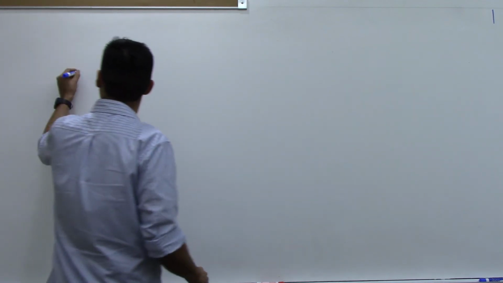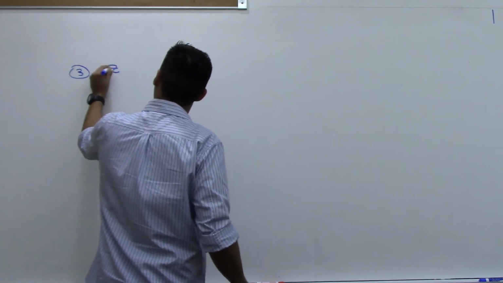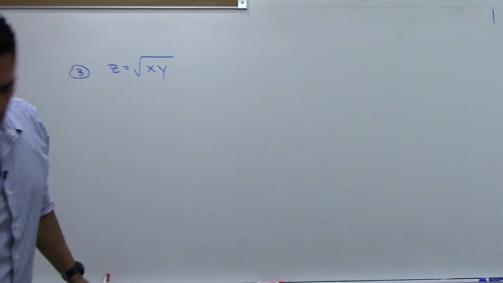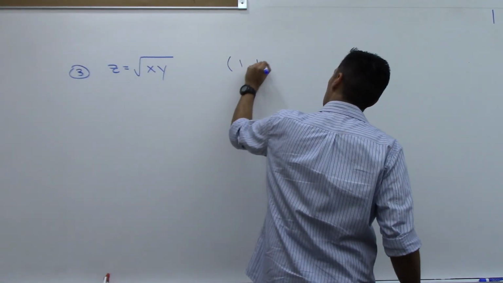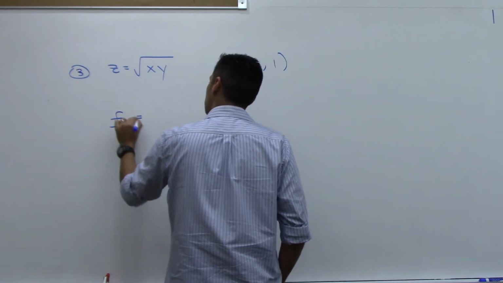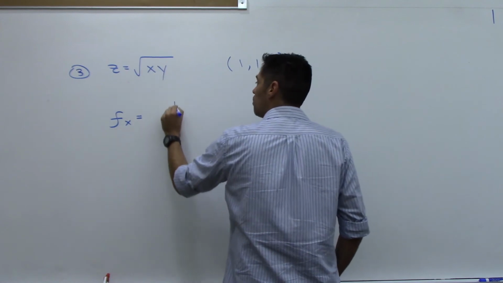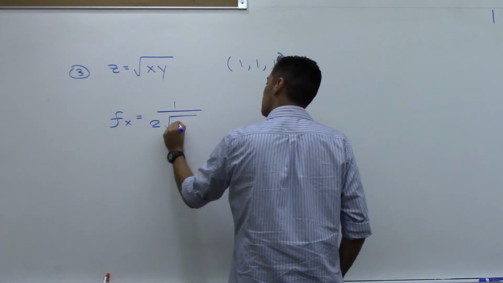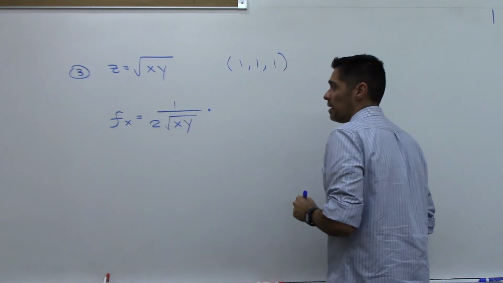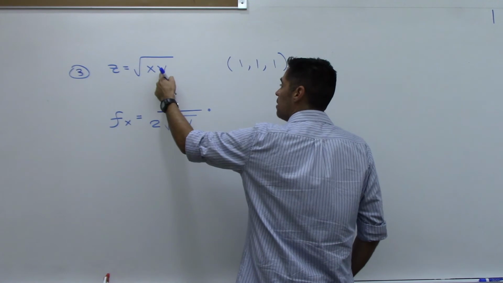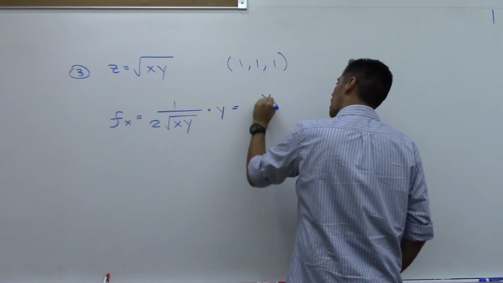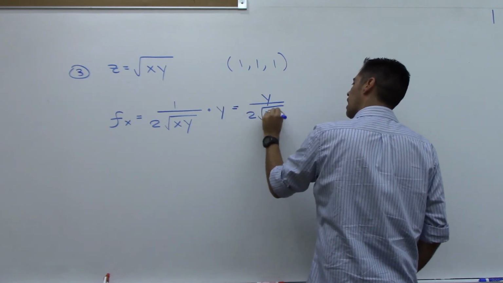So z is square root of xy at the point 1, 1, 1. All right, so here we go. Partial of f with respect to x. The derivative of the square root of something is 1 over 2 times the root of what's there, times the derivative of what's inside. Derivative of what's inside with respect to x: treat y like a constant, so it comes along. Derivative of x is 1, so you just get y. So y over 2 root xy.